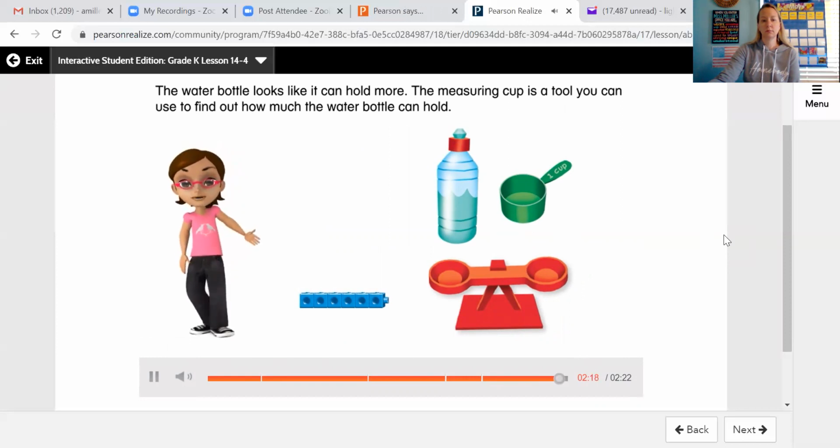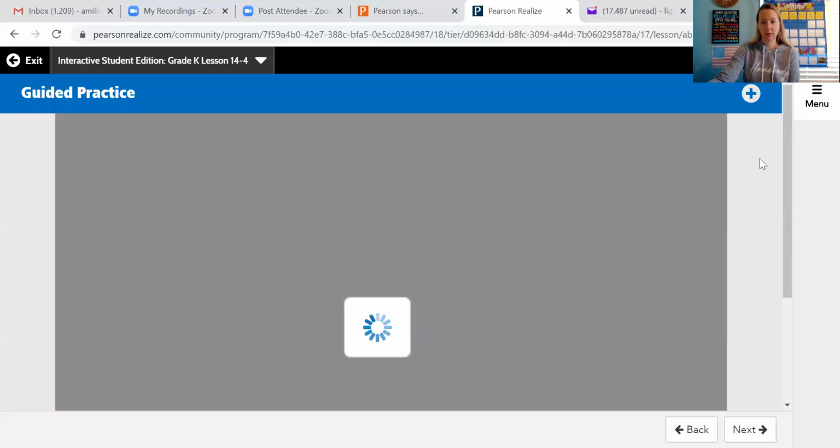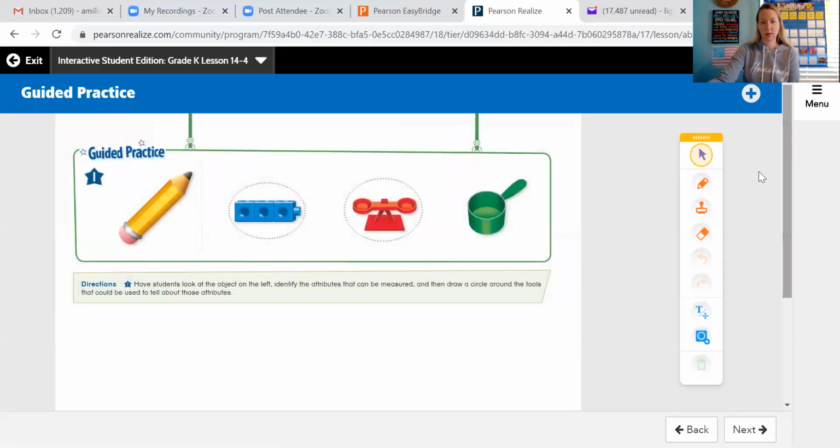Now you know how to describe an object by its attributes. All right, good job. Let's get started. All right, get out your pencil.